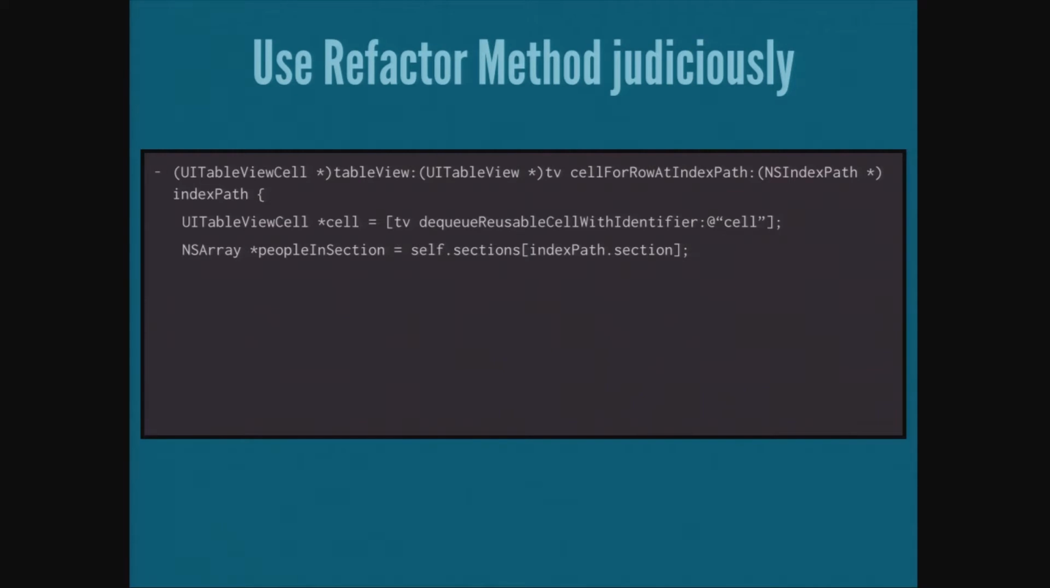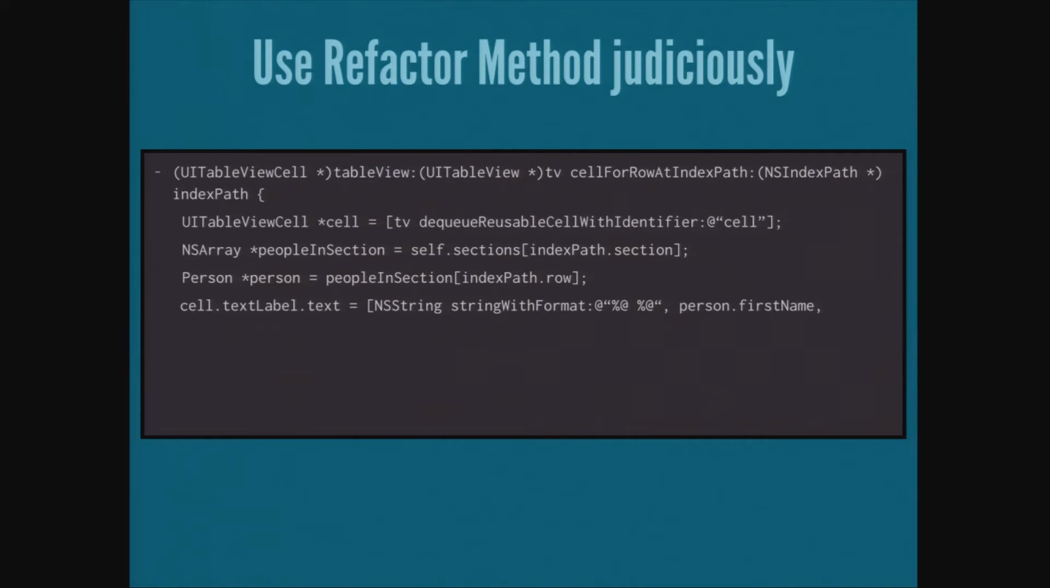So I have to reach into the sections array for that particular section. So I've got a bunch of sections, and my data is already sort of formatted in this way, so it's easy to retrieve. Then I get from the people in section array, I pull out that indexPath.row. Then I set the text label.text to that person's first name and last name concatenated together. Set their detail label text to their email address, and then I return the cell.